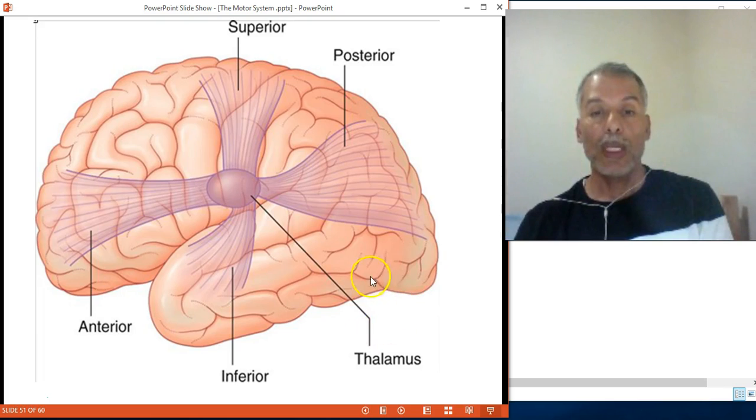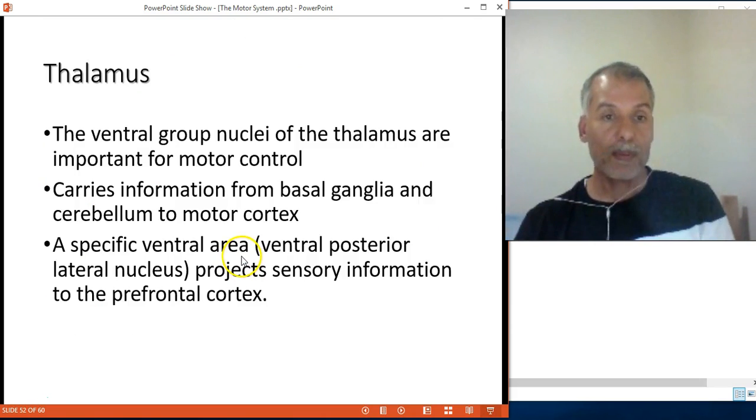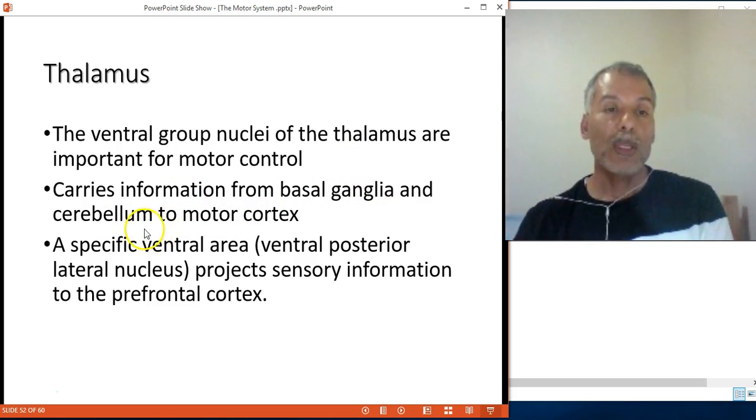So the cerebellum would be here. It is not shown, but it connects with the thalamus, which then sends the information to the premotor cortex, to the motor cortex. There's a special ventral posterior lateral nucleus that projects sensory information to the prefrontal cortex. And again it connects the basal ganglia with the motor cortex, and also connects the basal ganglia with the cerebellum. So I'd like you to know these functions. The thalamus is very important.